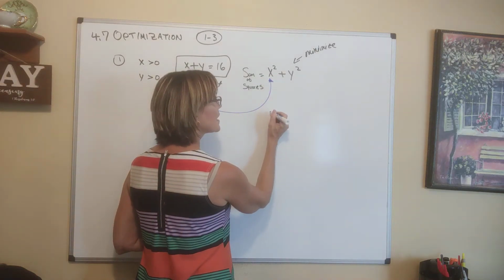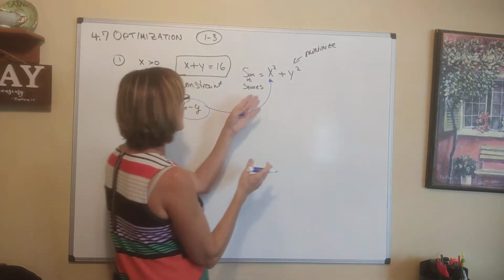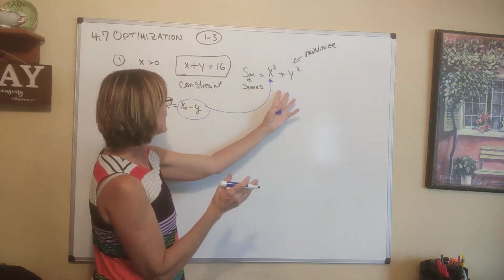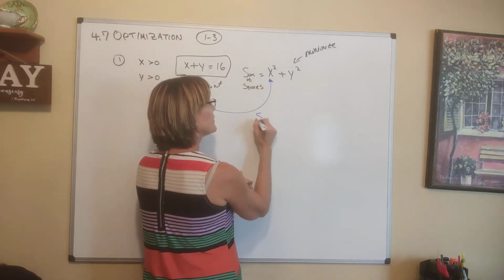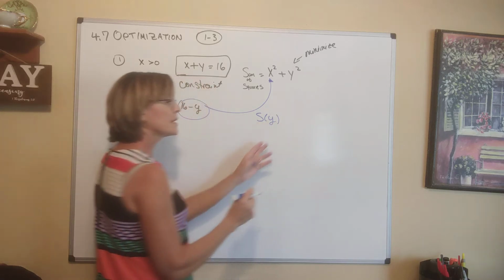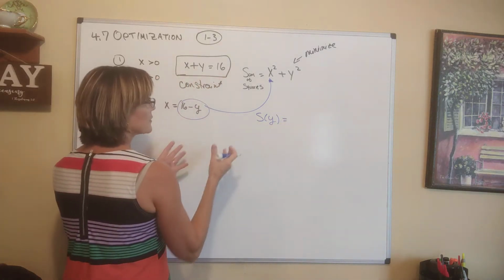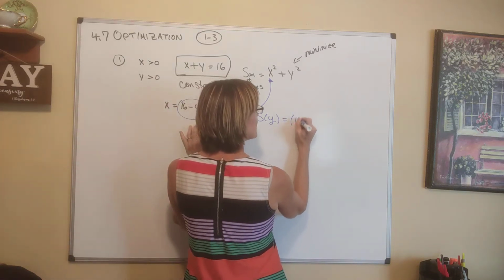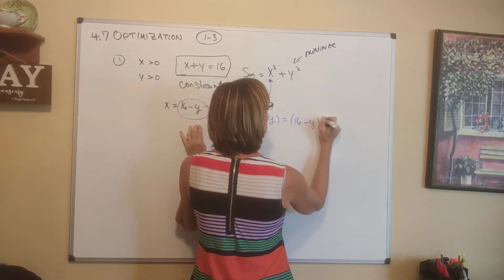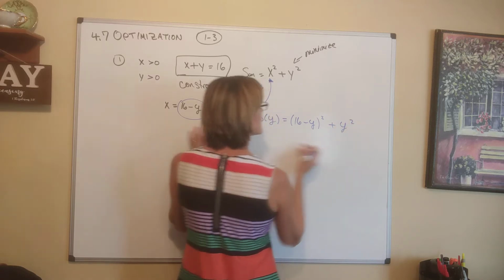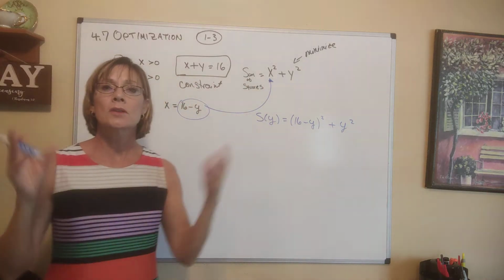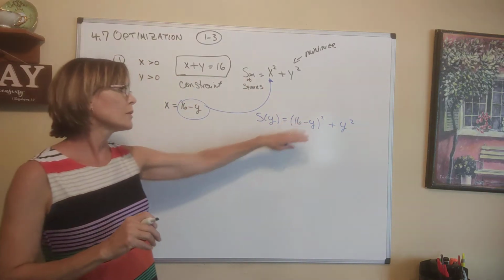And so that gives me a nice equation. Now, since I've made that decision to write all of this in terms of y, I'm going to abbreviate this into S of y because it's a function of y. You don't have to do that, but it makes it easier for me to think about this, so I do that. 16 minus y squared plus y squared. I just made that substitution. Now I have one equation all in one variable, and I can work with that.